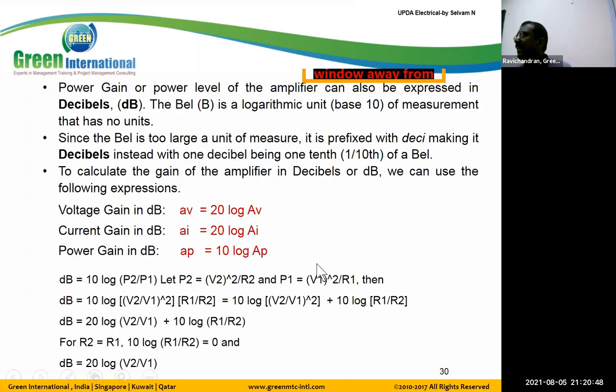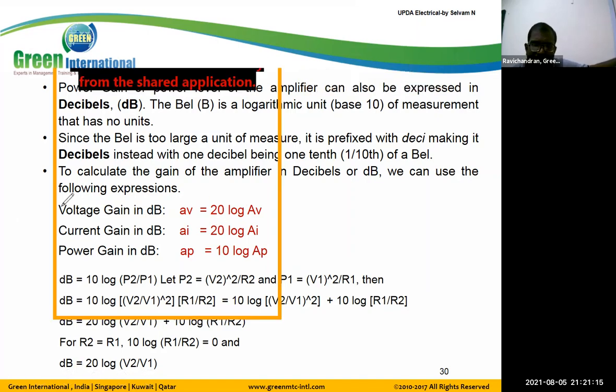But mostly the gain is represented in decibels, because, as I told you, in the machines the gain is less than 1. In electronics, the gain is greater than 1. In general, it is a big number, so the big number is represented in terms of decibels. So we must remember this formula.